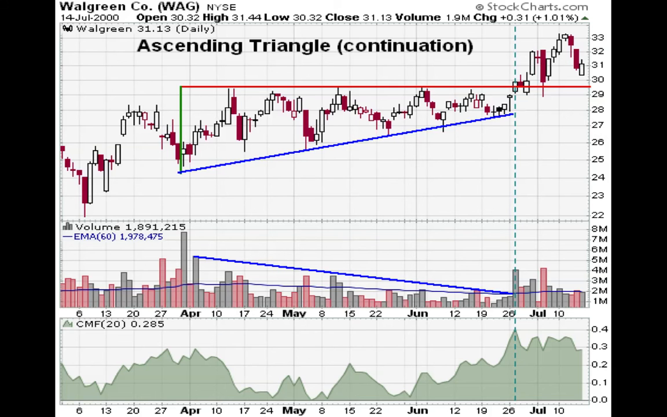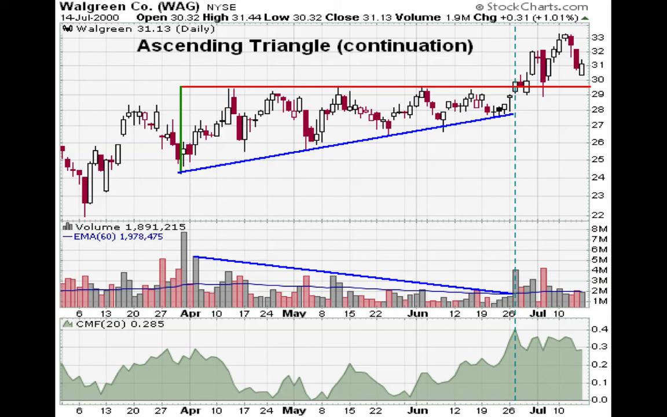So as you can see here, on the left side you have a green bar, which is the base of the triangle. The red bar, which goes horizontally across, is the horizontal bar that has to be kept for this pattern to be a continuation. And the blue bar of the triangle is the ascending trend line. The thing to keep in mind is higher lows with the ascending trend line, the blue line on the bottom.